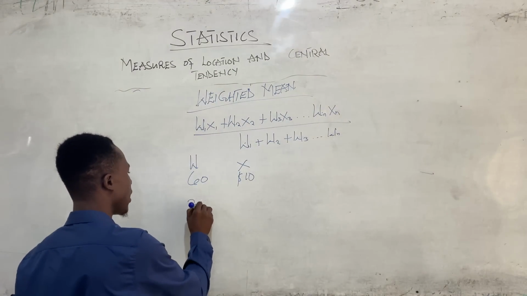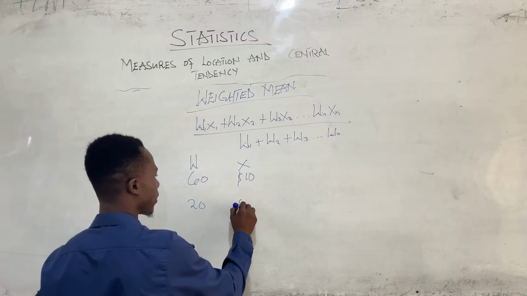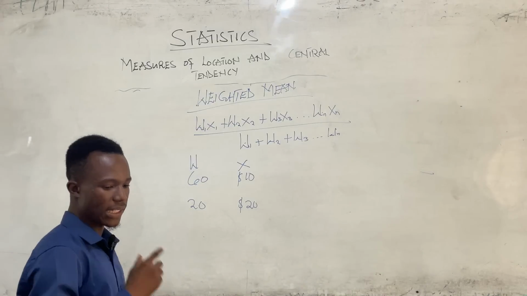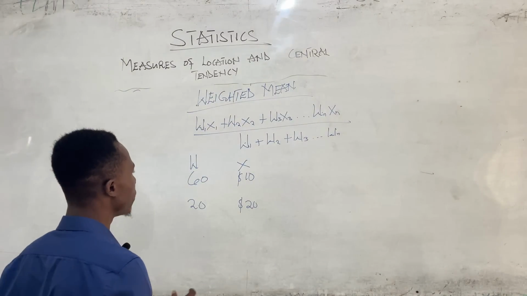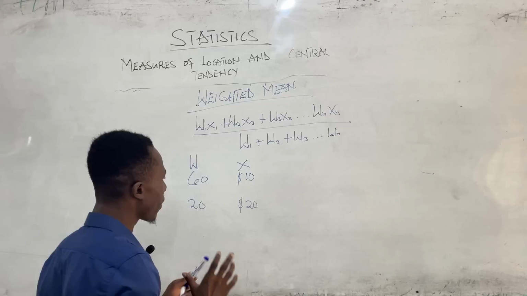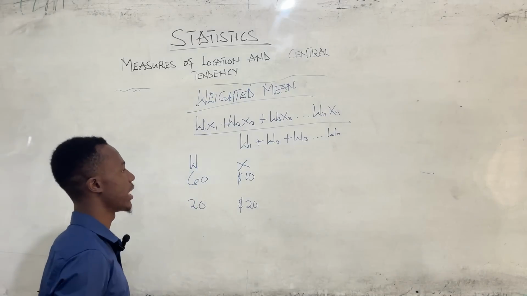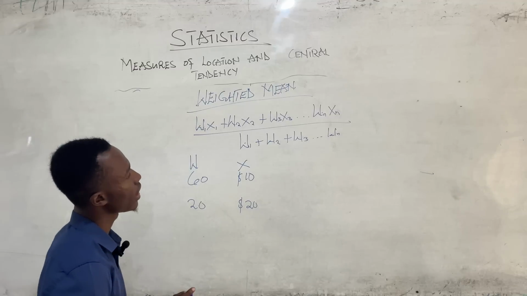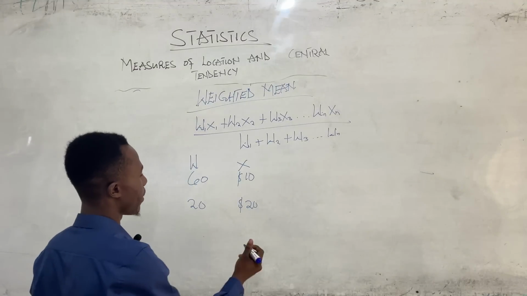So 20 will come here as the weight, and the per hour goes to X. Determine the mean earning per hour. So it means the average earning per hour of all the employees in the organization, the average salary for all of them. Let's calculate for that using the same formula.